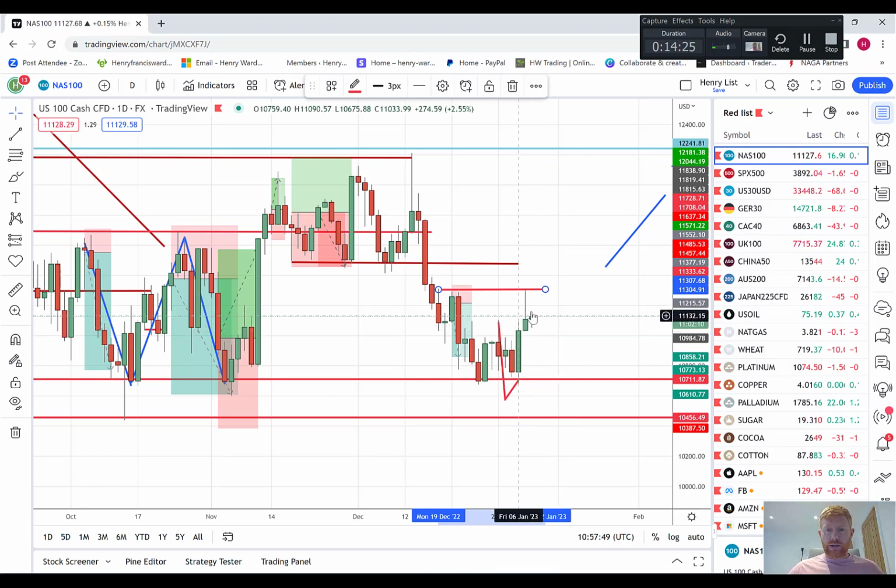This is the futures market, so stay away from it. Don't get involved in that. That is the futures market. It's not going to help us, so don't even look at it.